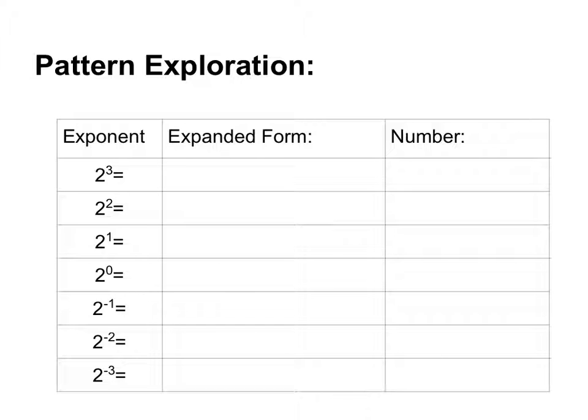Okay, so you have a sheet of paper right now, and I want you to do a little exploration with that sheet of paper. So we're going to do a little bit of writing. We're going to take 2 to the third power and expand it out to 2 times 2 times 2, which is the same as 8. The second one is 2 to the second, so 2 times 2, which is 4. 2 to the first power is just 2.